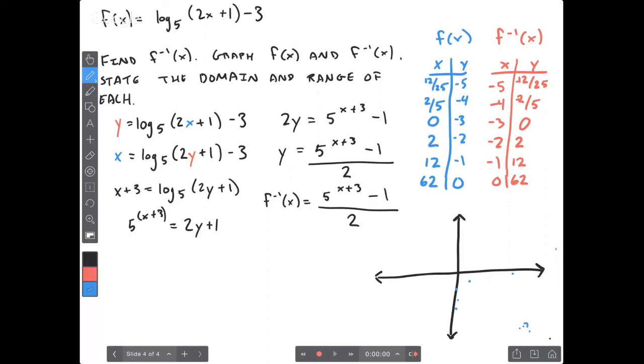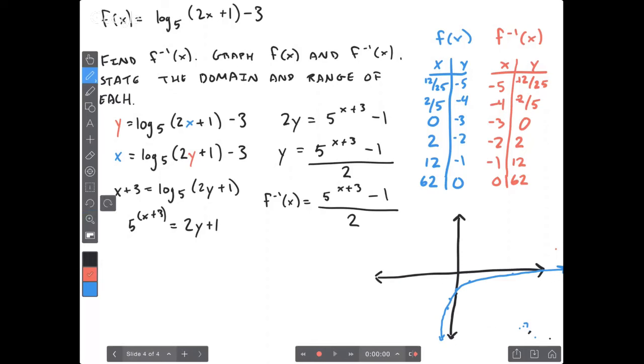So this should be here and here. There we go. Sorry about that. And so we've got a function that looks like that. And it's going to cross the x-axis way down there. And over here, we've got a function that looks like, let's see, -5, 12/25.